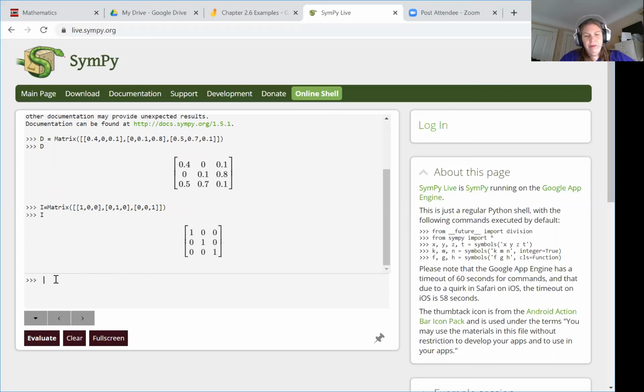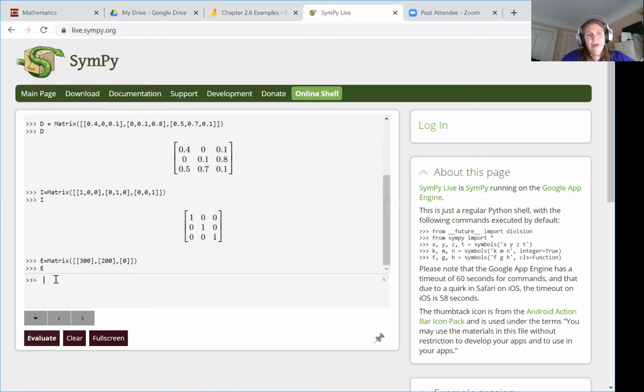And then matrix E is a 3 by 1 column matrix, and that is 300 units of steel, 200 units of food, and no labor. And we can check matrix E.